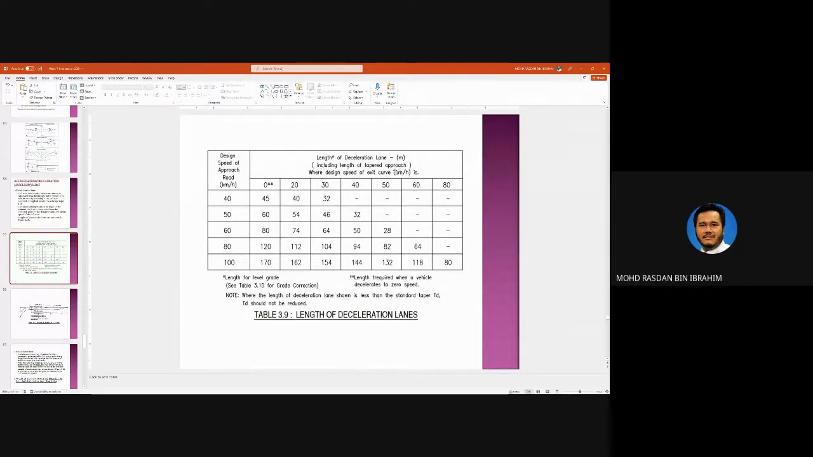Design speed of the exit curve, we normally take between 20 and 30. So the length is going to be 104 meters. It doesn't seem much, but if you try to put it in practice, this is quite a lot. And this is deceleration. It's shorter than acceleration. Acceleration, the length is going to be longer.